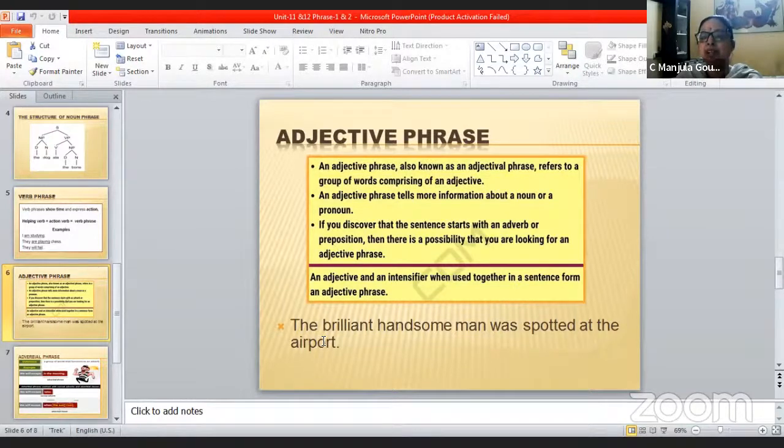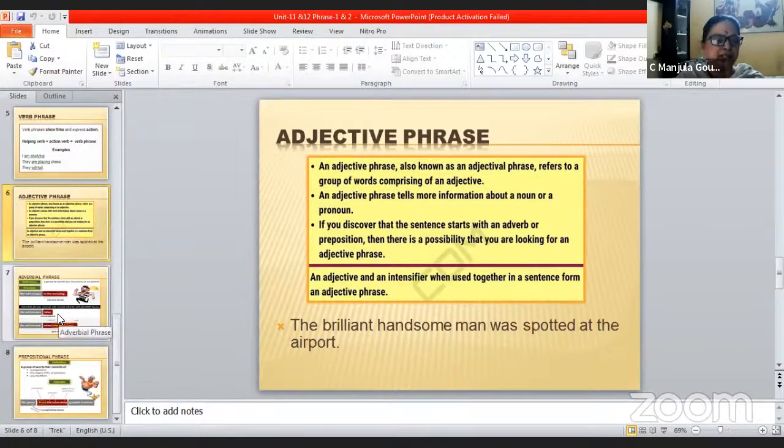You look at the example here. The brilliant, handsome man was spotted at the airport. So who was spotted at the airport? It was a brilliant, handsome man. So what is the noun here? Man. And how is he described? As a brilliant, handsome man. Handsome is the adjective, and the intensifier over here is brilliant. So the brilliant, handsome man was spotted at the airport. This is how adjective phrases put more emphasis on the noun or the pronoun that we use in the sentence, and they can be identified very easily in a sentence.